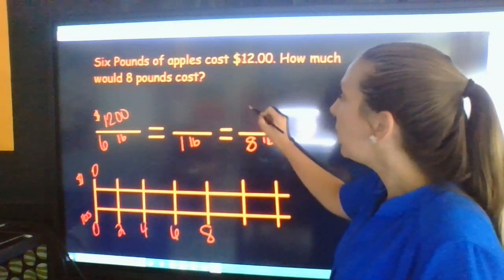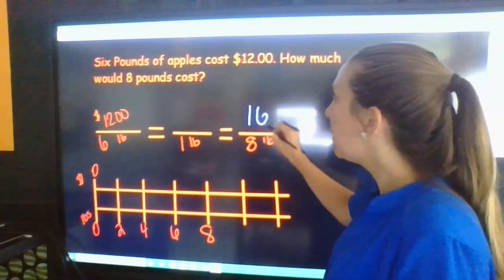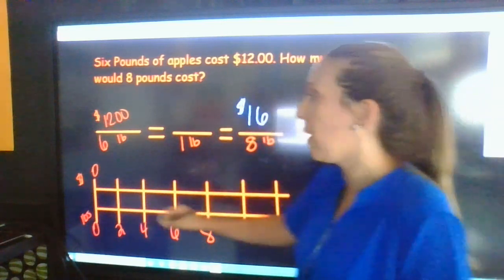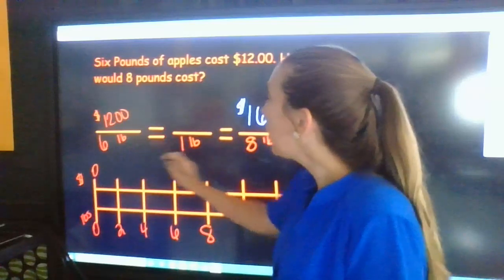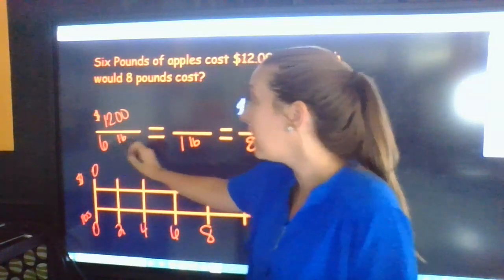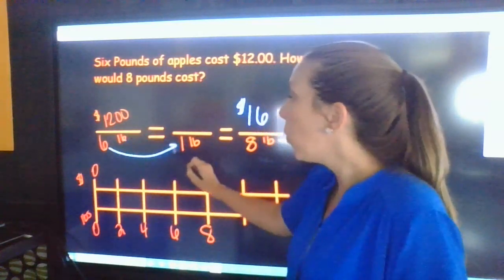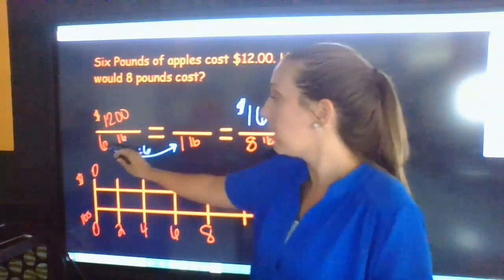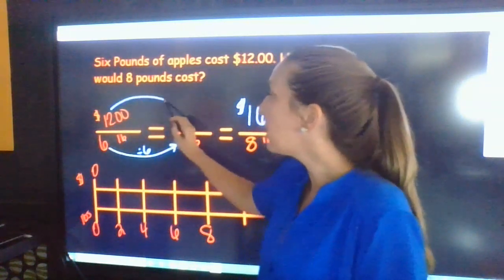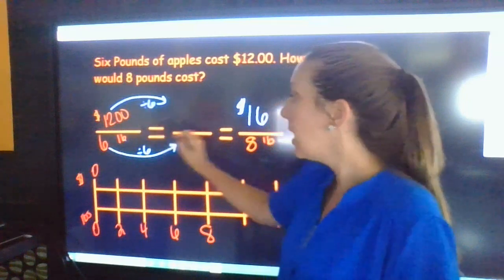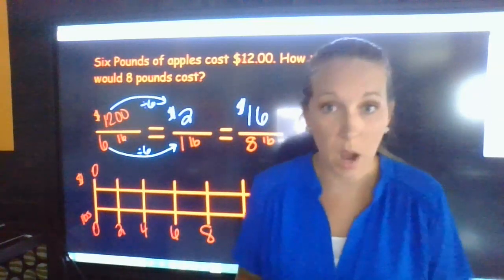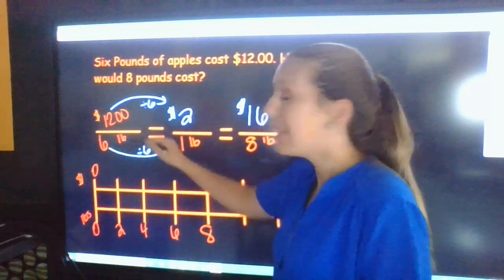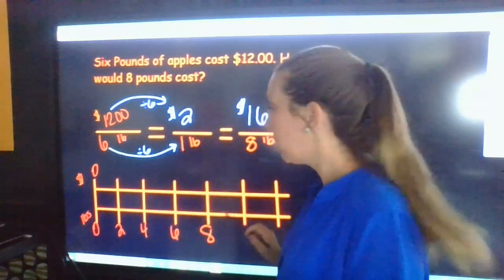We can go back and we can automatically put in our $16 here because we already know that. We just solved that by doing crisscross multiplication. Now we can go back and we can say, well, if we know that 6 pounds is $12, 1 pound is going to be divided by 6 because 6 divided by 6 is 1. Then you're going to say 12 divided by 6 is 2. So for every 1 pound, it is $2. This is the exact same concept that we're doing in a double number line.